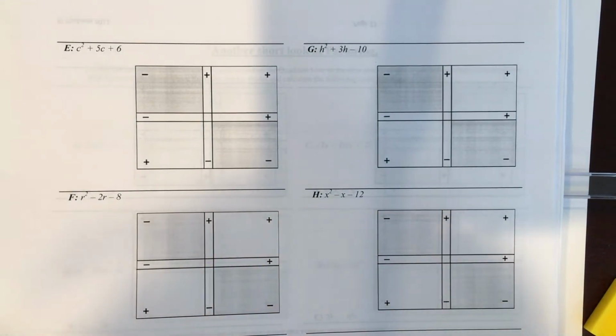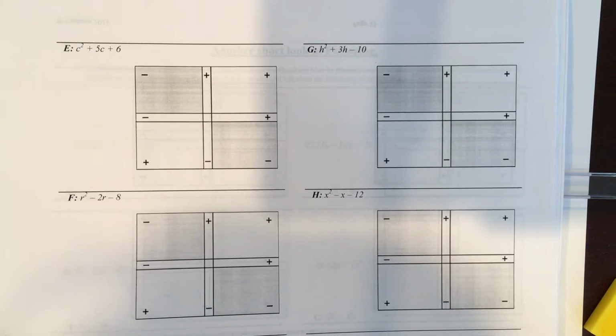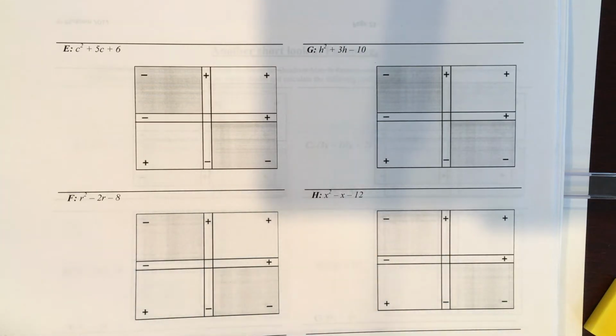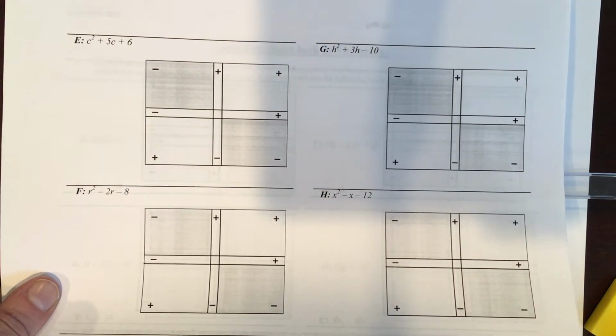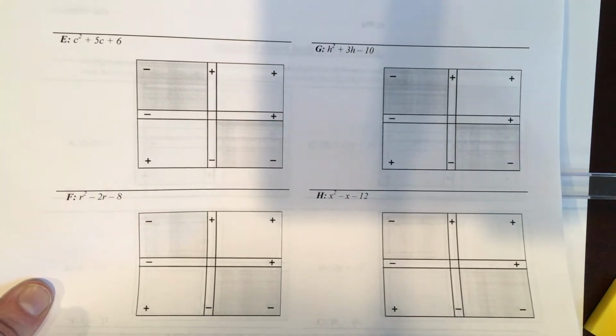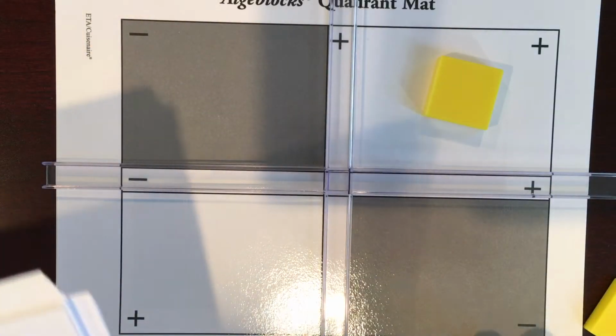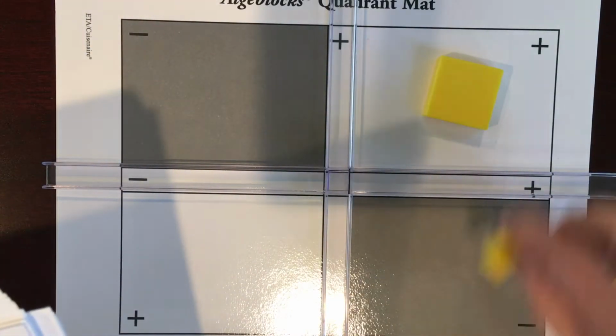Factoring, just like before, we're going to do a couple of examples with concrete algeblocks. So I will go through page 24, question G, h squared plus 3h minus 10. So h squared plus 3h minus 10 is our product. So that's going to be in our quadrants, and we're looking for two factors that could multiply out to that product.